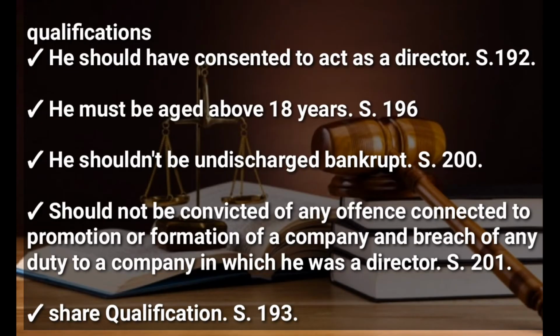Another qualification for a director is a person should not be convicted of any offense connected to promotion or formation of a company and breach of any duty to a company in which he or she was a director, and this is according to Section 201 of the Companies Act. And the last qualification is the share qualification, and this is according to Section 193 of the Companies Act. Where a share qualification is a requirement for one to become a director, the shares should be taken up within 2 months from the date of appointment, otherwise the director must vacate the office.